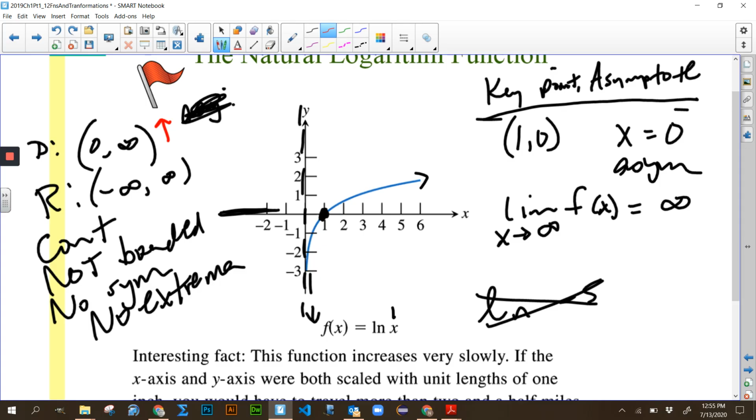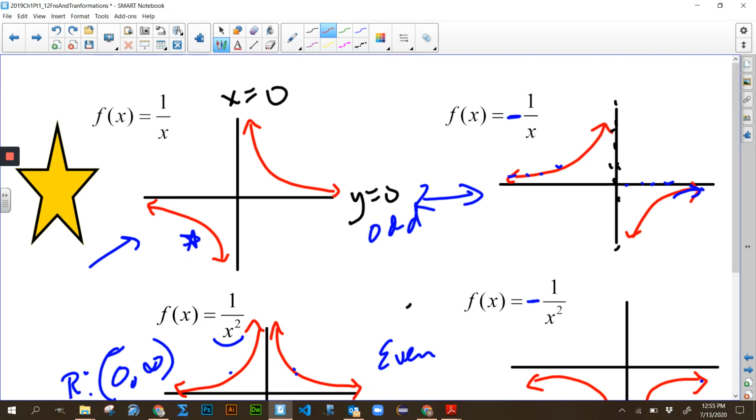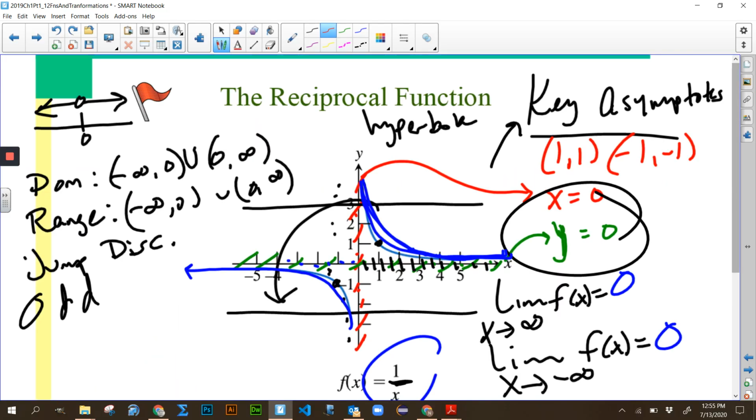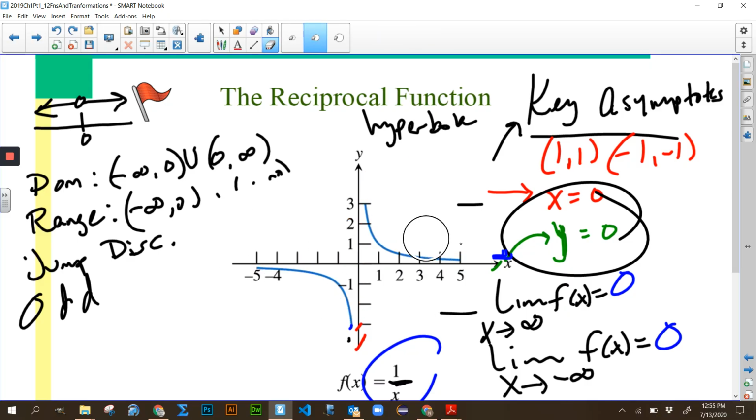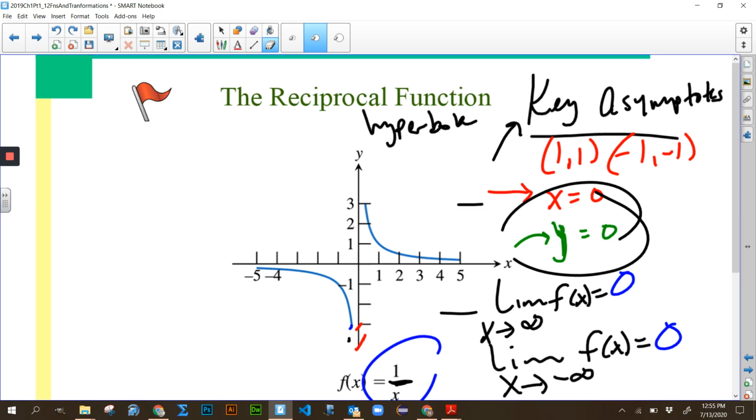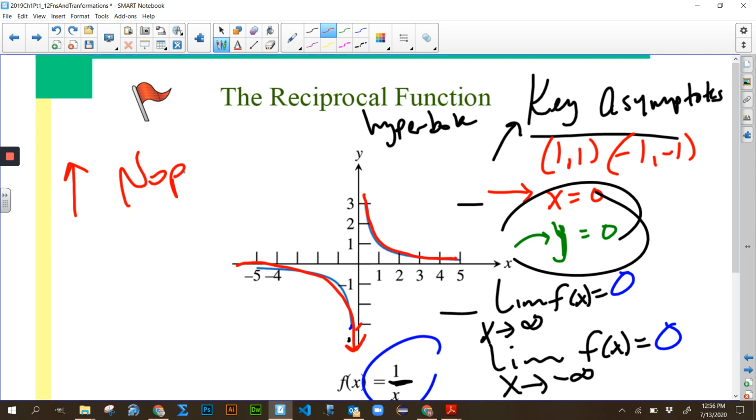I think I forgot to do increasing and decreasing on the reciprocal. Let me go back and find that one and get that filled in here. Oh, what a mess. Over here. Okay, so increasing. As I look from left to right, this one's going down. And if I trace the graph from left to right, that one's also going down. So nope, it never increases. It only decreases.